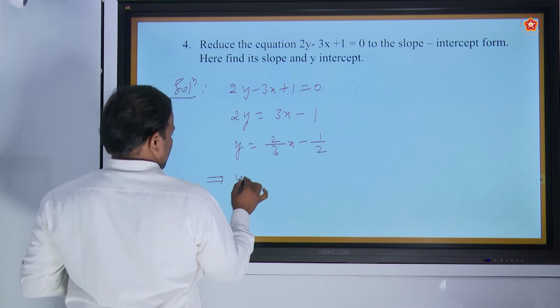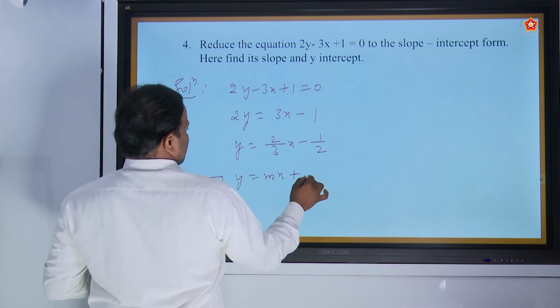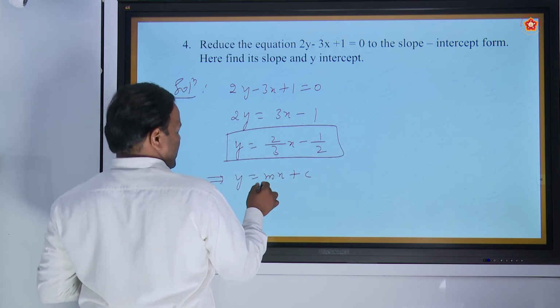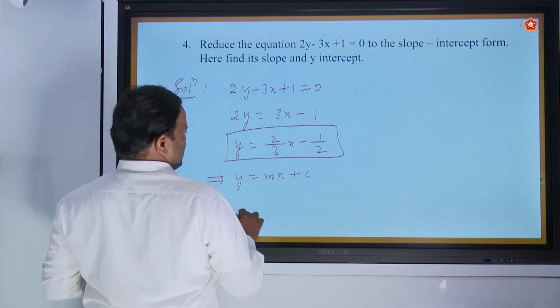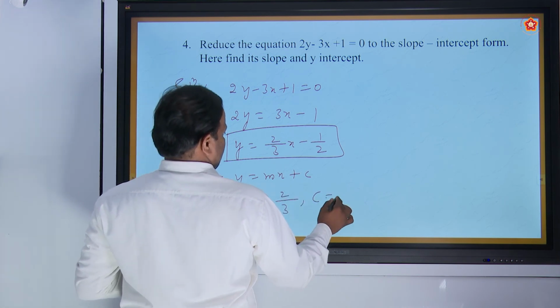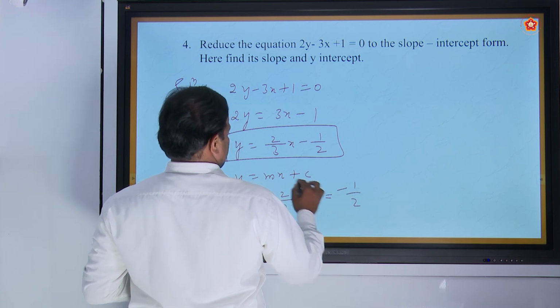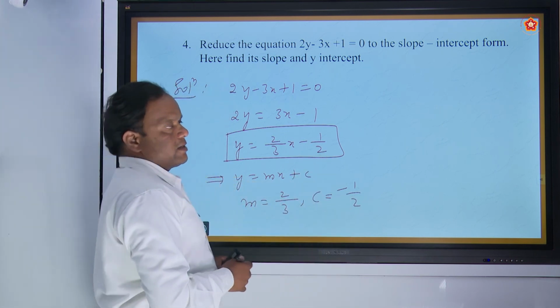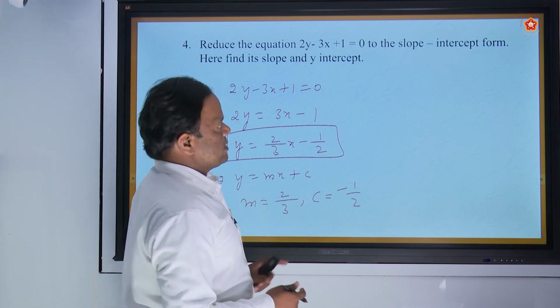Compare this with y equal to mx plus c. Actually this is the slope intercept form. m is slope, c is y-intercept. Clearly we say that slope is the coefficient of x. Clearly we say that c equal to minus 1 by 2, because here is plus, here is minus, you take minus. This is m equal to 3 by 2 and c equal to minus 1 by 2. m is slope, c is y-intercept.